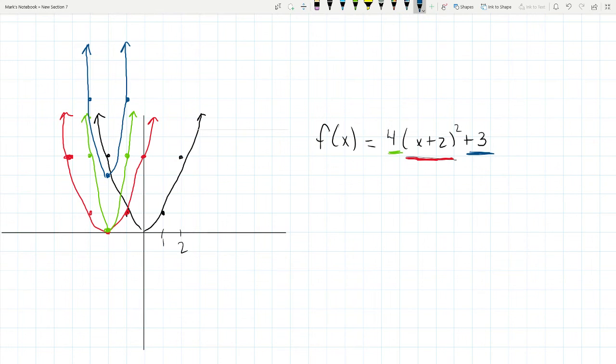So function transformations, not that bad. Just make sure you use order of operations to figure out which order you need to do them in, and then refer to your transformation sheet in order to remember what kind of a transformation that's going to make.